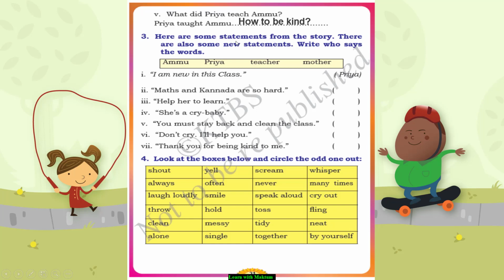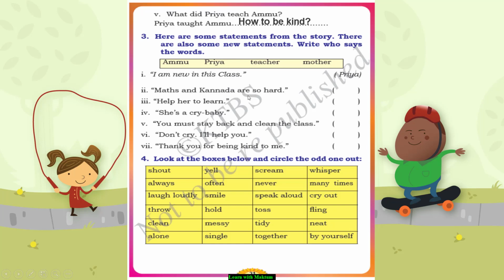Here are some statements from the story. There are also some new statements. Write who says the words. Okay, kids, here they have given some statements. You have to tell who told these statements. First one, an example they have given. I am new in this class. This statement is said by Priya. Like this, you have to write for all.